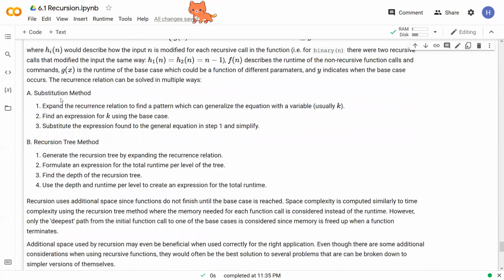So the first one is the substitution method, wherein we expand the recurrence relation to find the pattern para ma-generalize natin yung equation and substitute a variable. Usually, k yung ginagamit natin. Kasi yung i ginagamit siya as iteration and yung n siya yung total and yung x medyo mukha siyang multiplication. So, k na lang yung gamitin natin. And then, since we have a general expression for the recurrence relation, try to find a suitable expression for k na magre-result din sa base case.